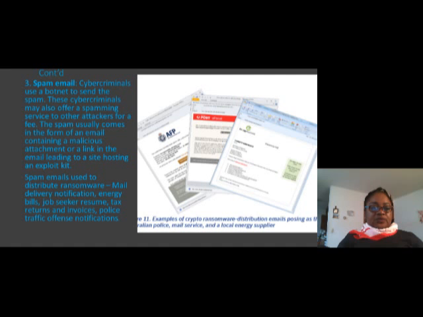Spam emails. Cybercriminals use a botnet to send spam. These cybercriminals may also offer a spamming service to other attackers for fees. The spam usually comes in the form of an email containing a malicious attachment or a link leading to a site hosting an exploit kit. Some of the spam emails used to distribute ransomware include mail delivery notifications, energy bills, job seeker resumes, tax returns, invoices, and police traffic offense notifications.